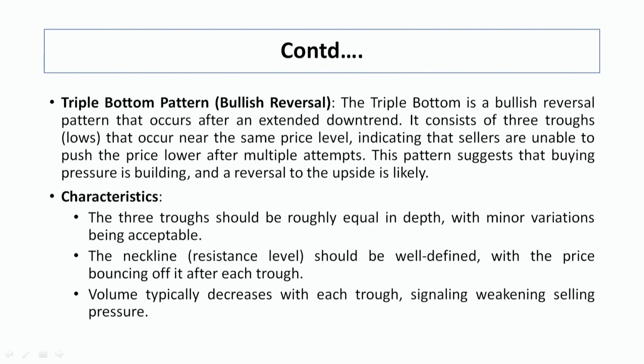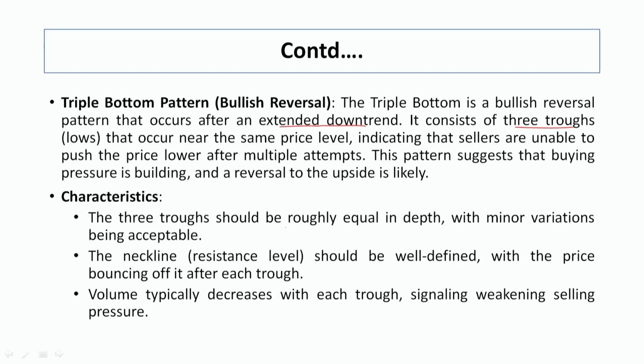Now the triple bottom pattern, that is a bullish reversal. Triple bottom suggests a bullish pattern because there is an extended downtrend. So a continuous downtrend is happening in the market, and after this scenario there will be an uptrend. It consists of three troughs, that is three lows that occur near the same price level, indicating that sellers are unable to push the price lower after multiple attempts, and this pattern suggests that buying pressure is building and a reversal to the upside is likely to happen.